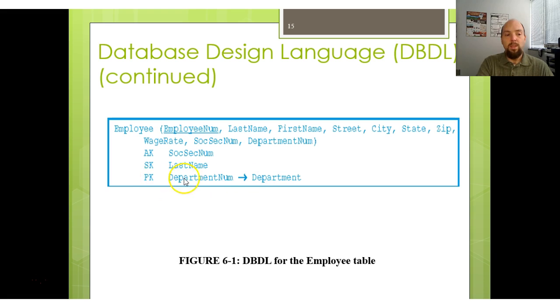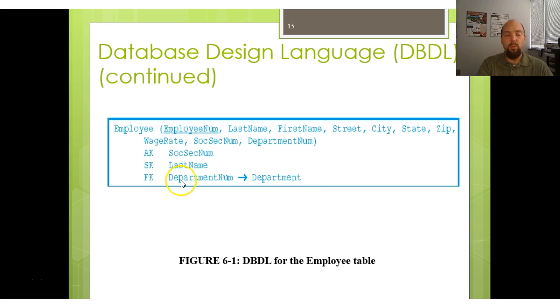Now, when we list it this way, we're assuming that the department table has a department num column and that it's a primary key. But in reality, that's not always the case, because the department table may have a column called ID. So if the primary key in the other table is not the same as this, we're going to actually list it in its fully qualified name.